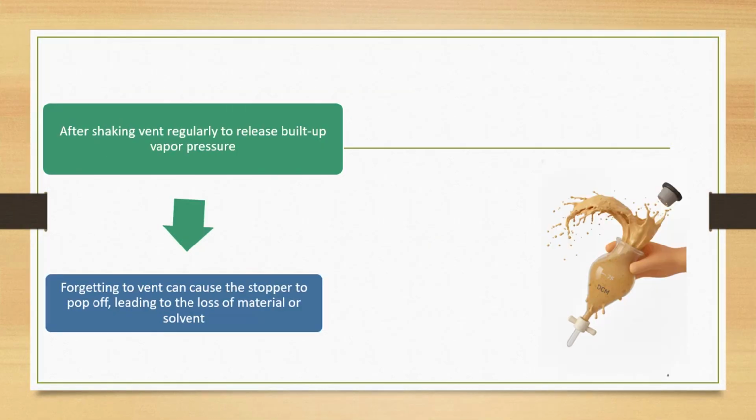One of the most common mistakes is forgetting to vent the funnel. The buildup of vapor pressure can cause the stopper to pop off, leading to spills or even injury. Proper venting, by inverting the funnel and carefully releasing the stopcock, is a key safety practice.